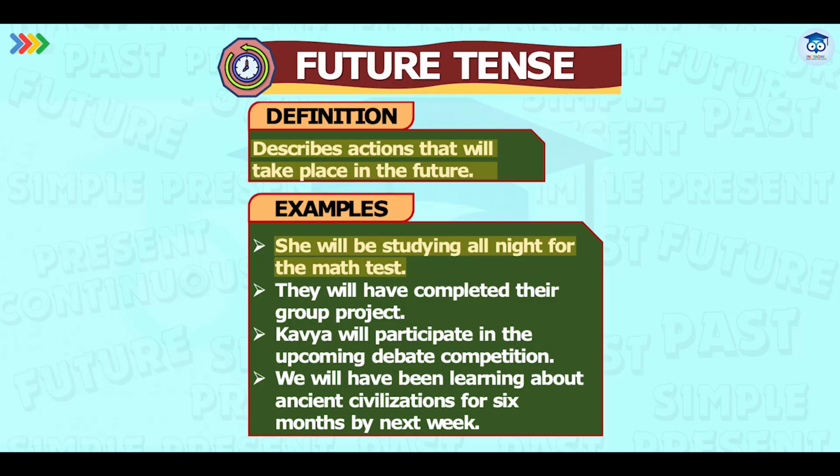Then we have, they will have completed their group project. This means the task will be fully finished before a certain future point. Now take, Kavya will participate in the upcoming debate competition. It clearly shows something scheduled for the near future. And in, we will have been learning about ancient civilizations for 6 months by next week. The focus here is on how long an action will have continued before a specific time.